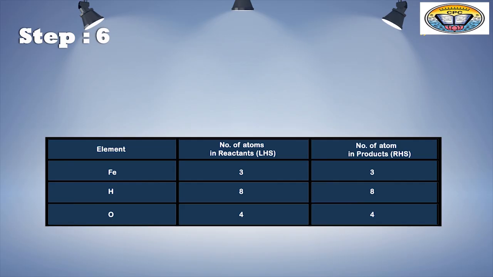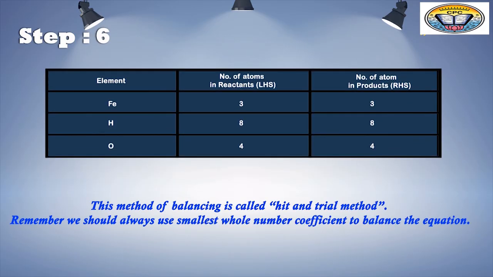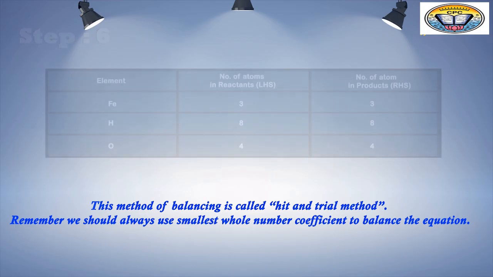Understood, this is the final balanced equation. This method of balancing is called the hit and trial method. Remember, we should always use the smallest whole number coefficient to balance any equation.